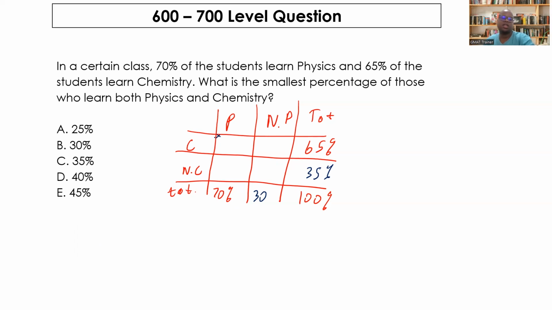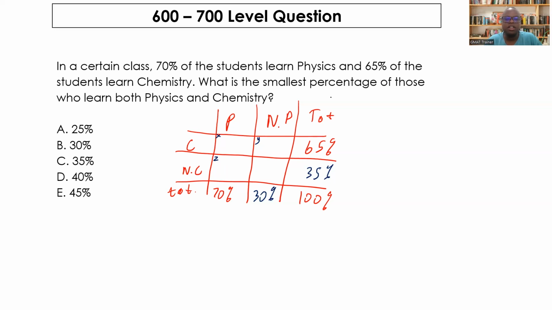The question we've been asked is the smallest percentage of those who learn both physics and chemistry. That is this cell here, physics and chemistry. So you'd like to find out the smallest percentage possible. That one will be informed by these two cells. Those who don't take physics and those who don't take chemistry will give us insight into those who don't take, let's say, Y, and then I can call this one Z. We'll be able to inform on how many do not take chemistry, how many don't take this.